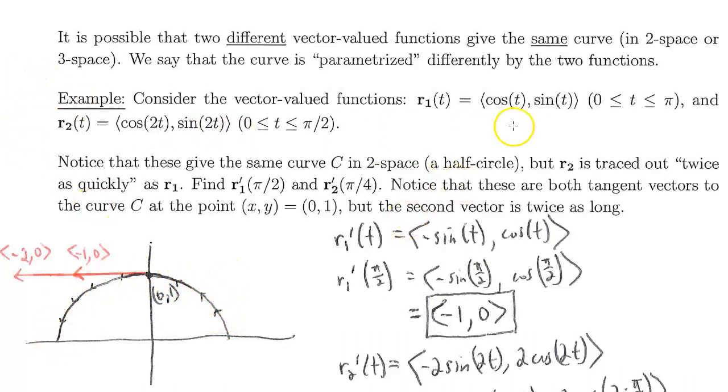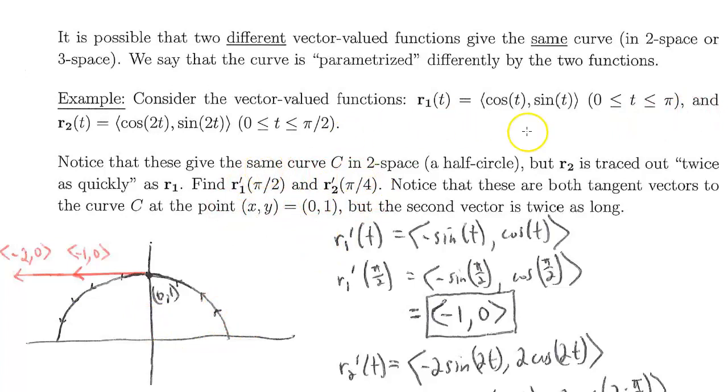Now r2 of t is going to be the same thing, only instead of cosine t, sine t, we're going to do cosine 2t, sine 2t. But the crazy thing is it's going to trace out the same curve, and it kind of makes sense that it would. And by the way, we're letting t run from 0 to pi over 2. So this traces out the exact same semicircle. Now it traces it out a little more quickly because t is only going from 0 to pi over 2. When t is 0, we're here. When t is pi over 4, we're there. When t is pi over 2, we're there. So it traces it out more quickly because t only runs from 0 to pi over 2 rather than 0 to pi. But they trace out the same curve.